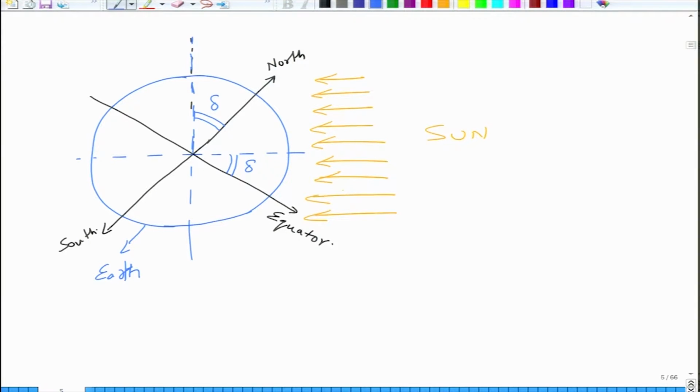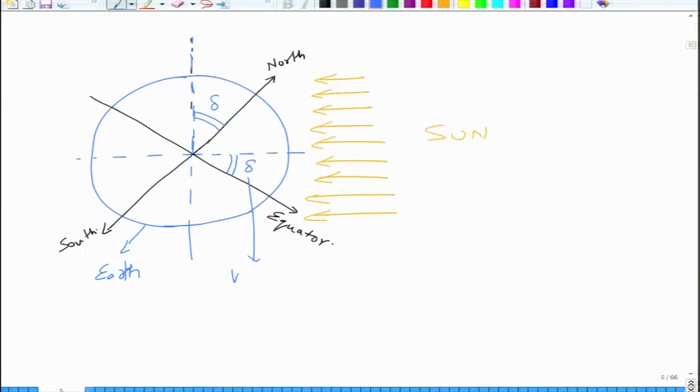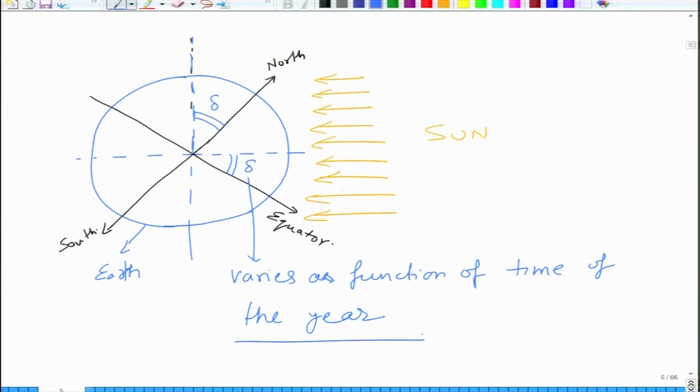So this is the declination angle delta, and this changes because the north-south axis undergoes a rotation; it does not remain in the same position all the time. This delta also changes as a function of time. So this delta varies as a function of time of the year, because the Earth's tilt is also changing throughout the year.